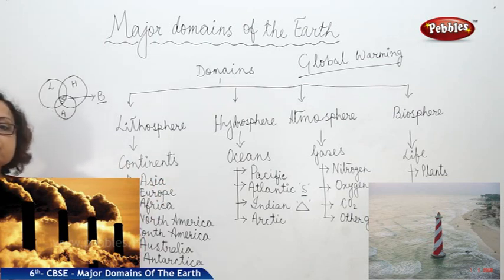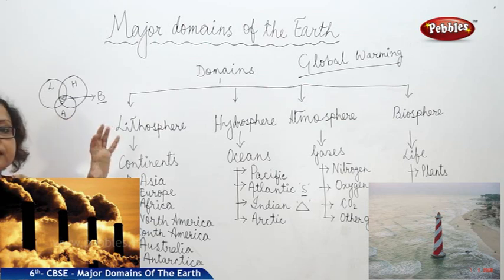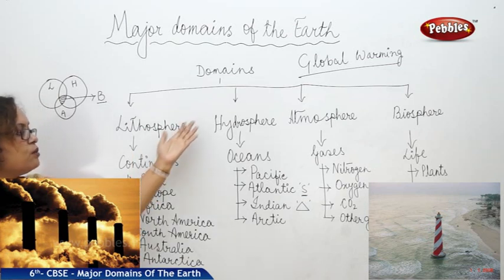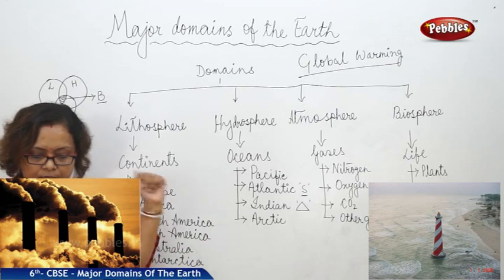What we can see as a result is that most of the lithosphere is in the northern hemisphere, whereas most of the hydrosphere is found in the southern hemisphere.